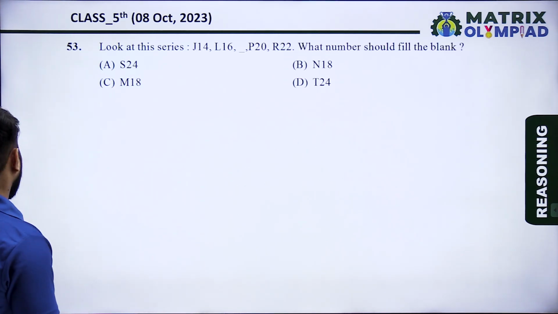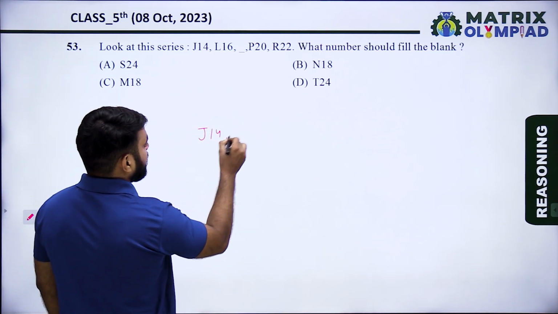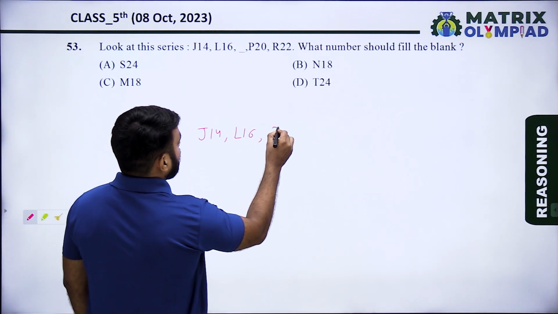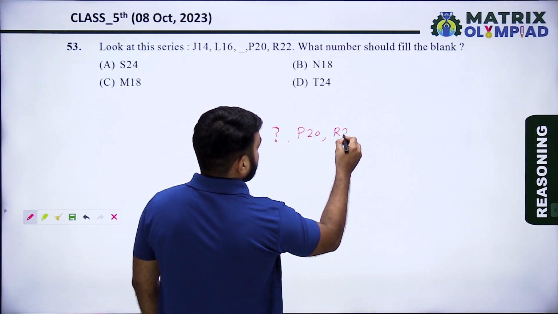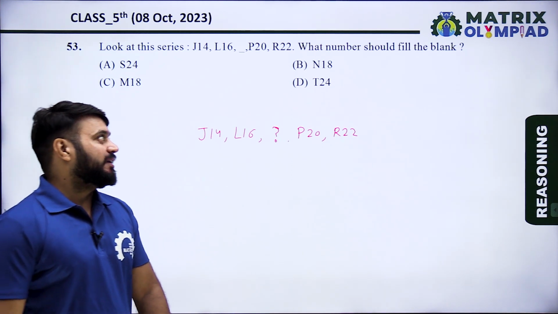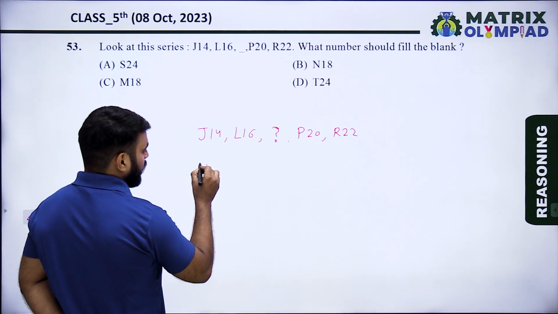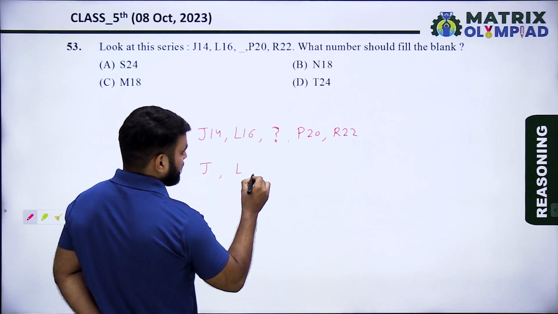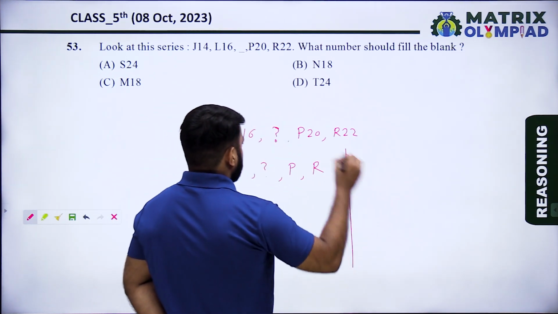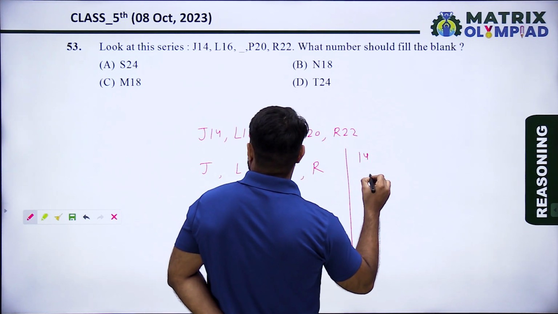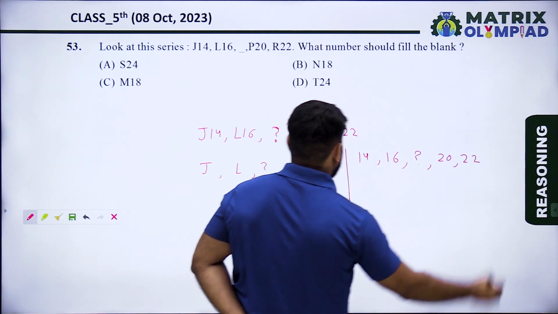So next question is: again look at this series. J14, L16, missing term, P20, R22. What number should fill the blank? So this is an alphanumeric series. First write all the alphabets of this series: J, L, question mark, P and R. And write all the numbers of this series: 14, 16, question mark, 20 and 22.